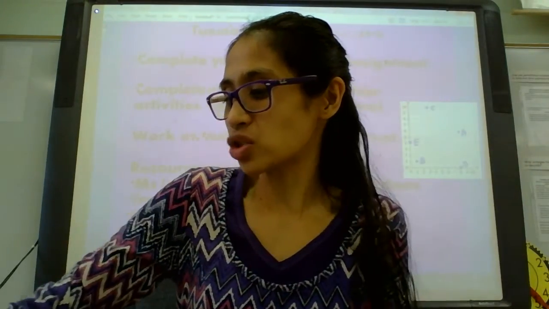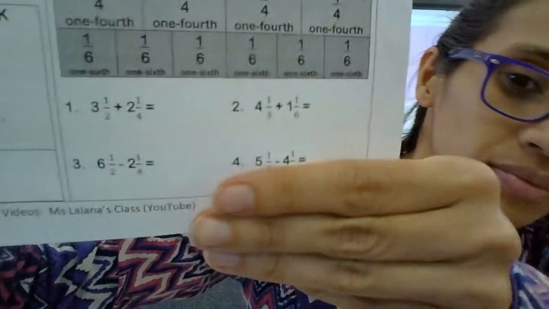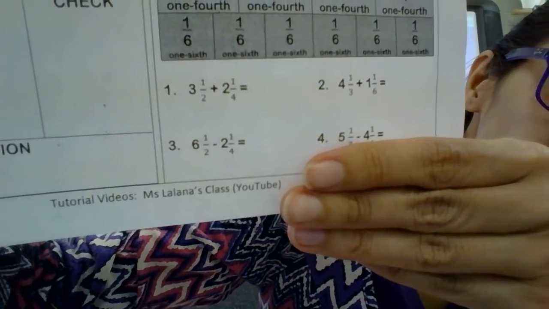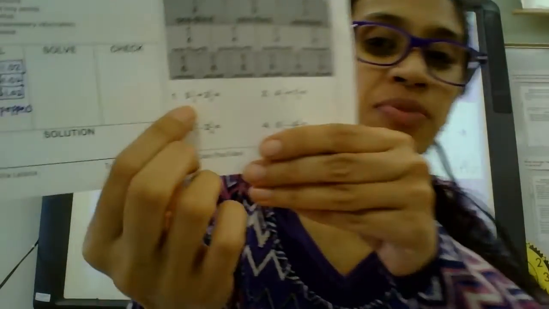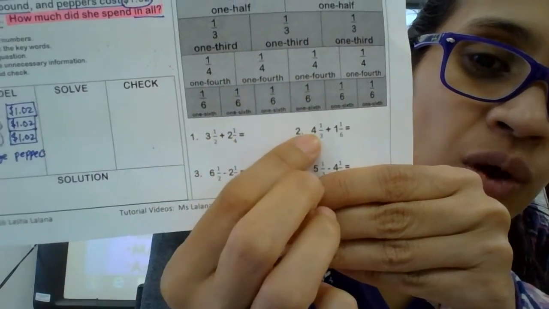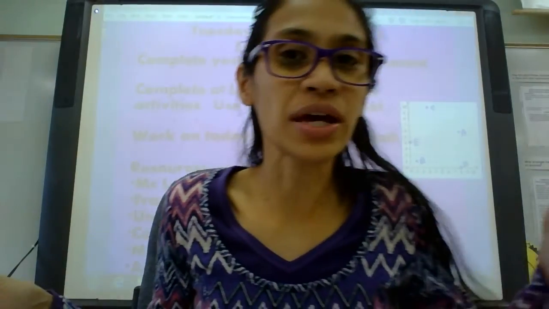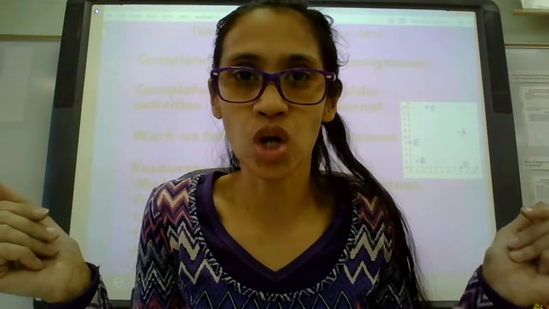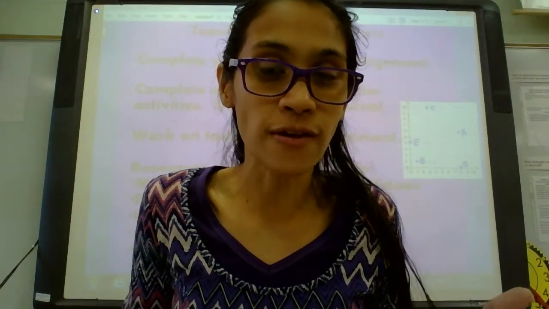Now, look at these numbers. They're not just fractions. What else do you see? What kind of number? Those are actually mixed numbers. They are mixed numbers because they each have a whole number and a fraction, which makes a mixed number because it mixes all together. So that first one, we have 3 1/2 plus 2 1/4.